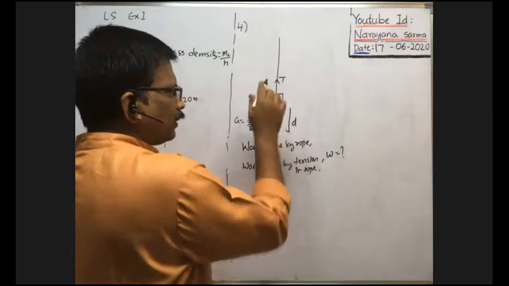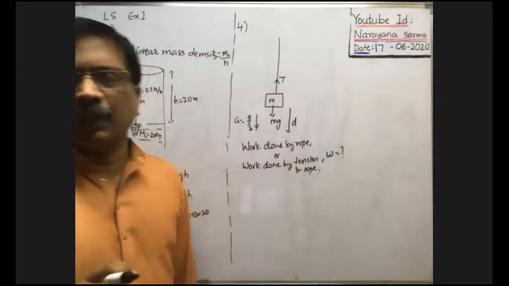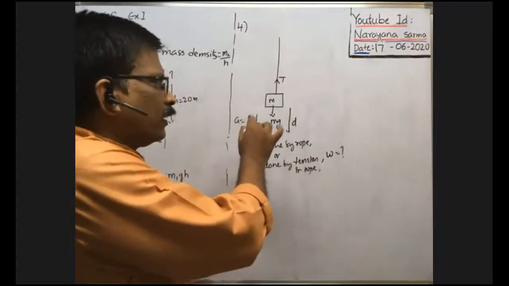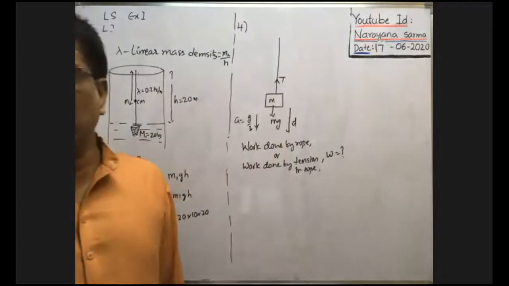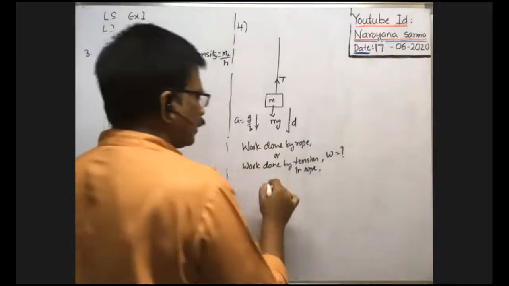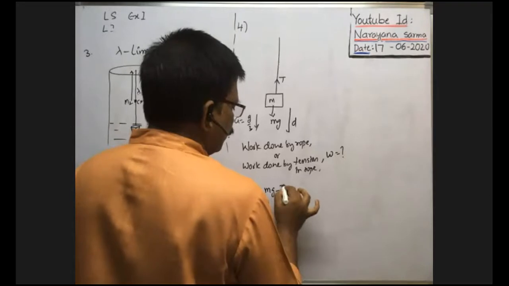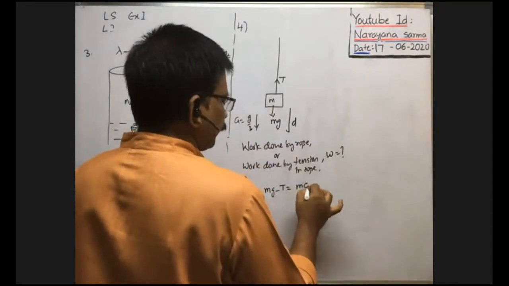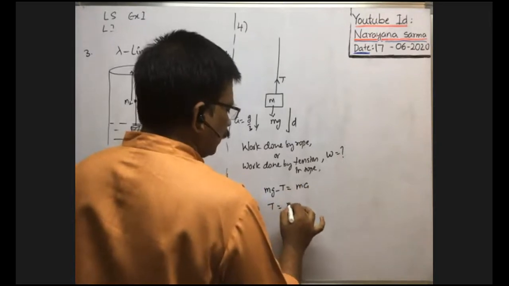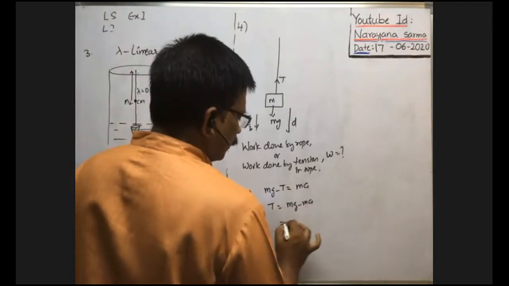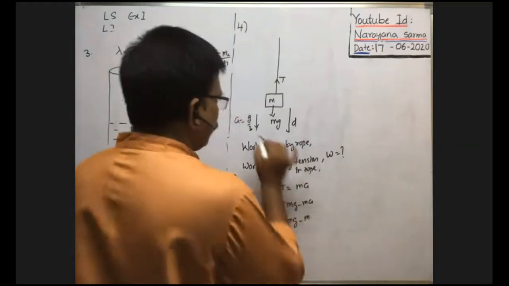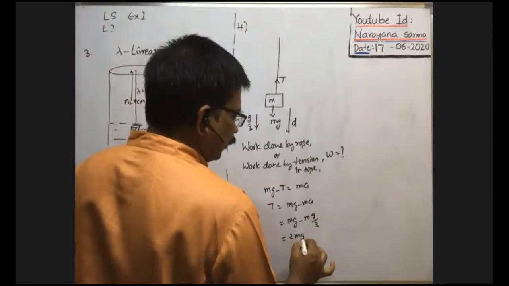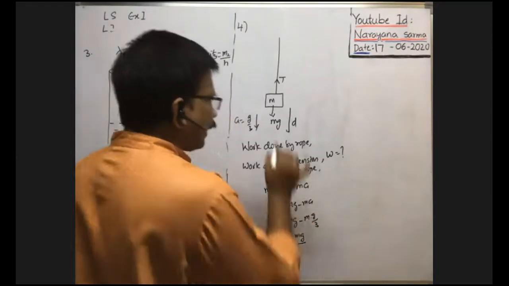On the block along the vertical direction, two forces act: T upwards and weight mg downwards. Even then, as the block comes down with an acceleration a, is mg more or T more? Mg is more. So what is the net force on the block downwards? So mg minus T is the net force, that is equal to m into a. So T is equal to mg minus ma, that is equal to mg minus m into g by 3, as given. When you take the LCM, you will get 2mg by 3. It is the tension in the rope.